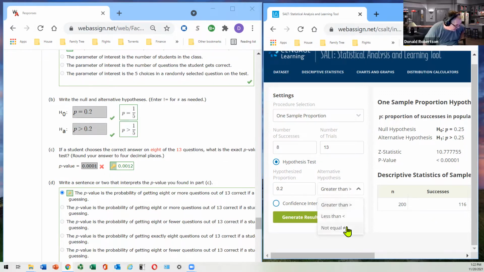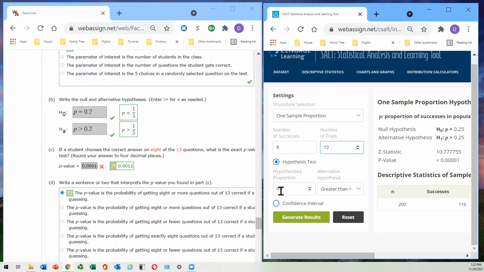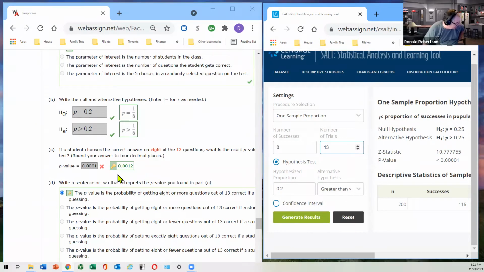Right? So I'm going to do a greater than. So are you happy? 8 out of 13? Yeah. Right. 0.2, yep, greater than. You know that's correct, right? I've told you, and this bit just makes sense. So if we generate the results, they say it's 3 zeros and a 1, and you say it's 2 zeros and a 1 too. And there we go.